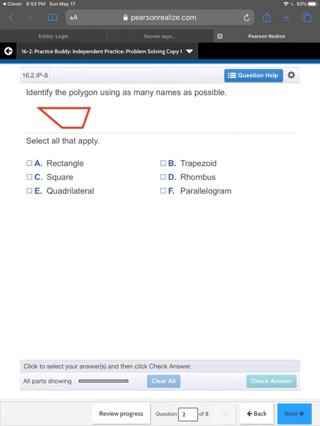Okay, question number 2. Identify the polygon, use as many names as possible. Once again, we got 1, 2, 3, 4 sides. So we know it's a quadrilateral. Now this one's a pretty obvious one as far as ones that we can eliminate. It's not a square, it's not a rectangle, and that's because, for one, it doesn't have equal sides. It's not a square or rectangle because it doesn't have all 90 degrees. It's not a rhombus because, remember, in a rhombus, all sides are equal, and that is not the case here.